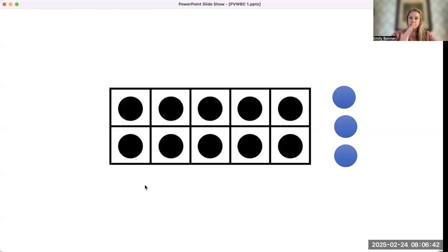So this is a really nice way to kind of ease our students into thinking about the number 13 as 10 ones and then 3 more ones, or a group of 10 and 3 more. So again, we're always thinking about how to lay that foundation for place value.